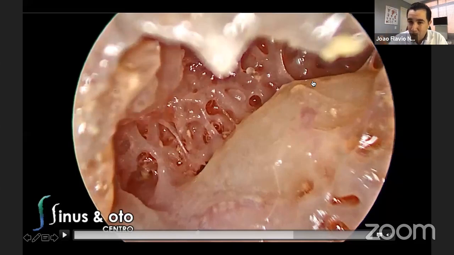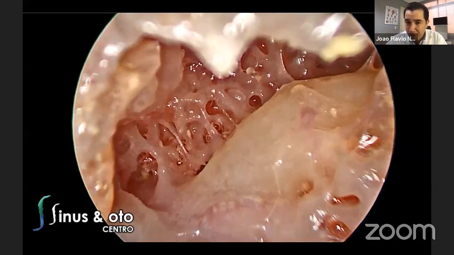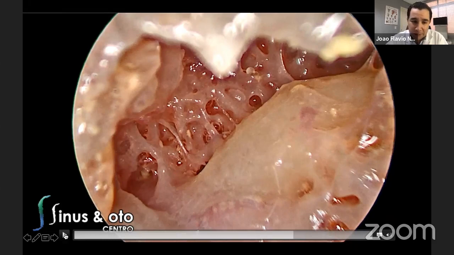but we cannot remove the disease because the disease, especially infiltrative matrix cholesteatoma, infiltrates the bone, and then you cannot have a cleavage plane between the disease and the bone and the mucosa. So in those cases, most of the times you need to do a combined approach. You clean the middle ear with the endoscope, but then you need to do a combined approach, performing a mastoidectomy to remove that part.